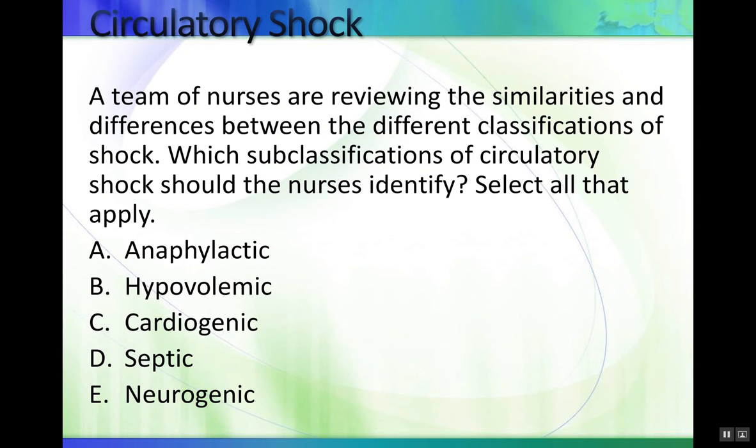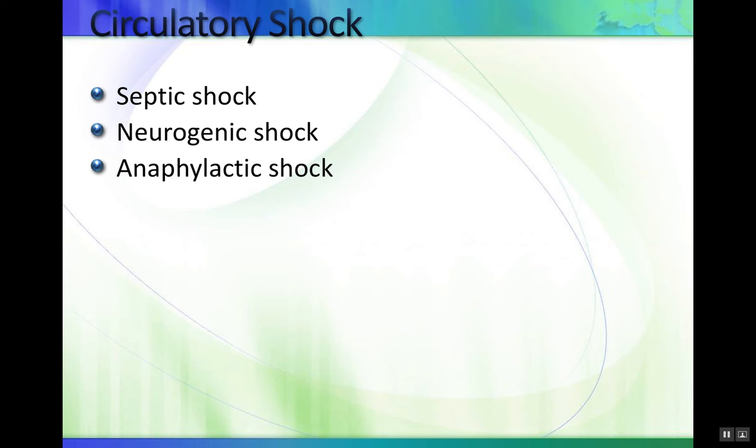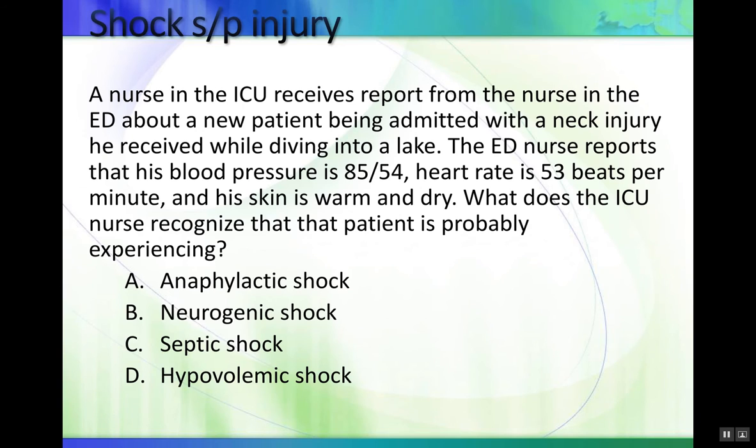So go ahead and read this question. The nurses here, again, are reviewing the similarities between the classifications, and we just talked about classifications of circulatory shock. So it's going to be A, anaphylactic, D, septic, and E, neurogenic. So I'm not going to elaborate on this. We just said it. So it's your septic, neurogenic, and anaphylactic.